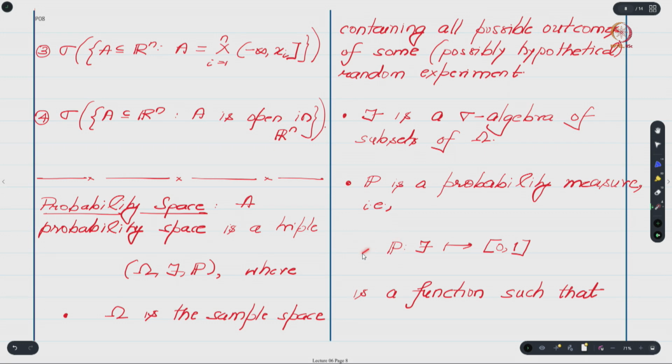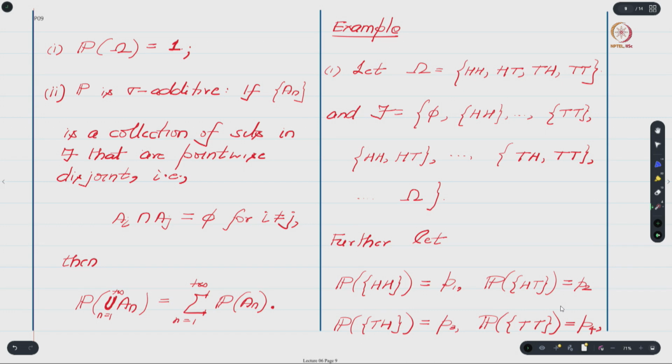Now this P cannot be any arbitrary function. It has to be a function which satisfies certain properties which are listed over here. In particular, there are two properties. The first property is that for the whole sample space, P should necessarily assign the value 1, and P should be sigma additive. What does sigma additive mean?